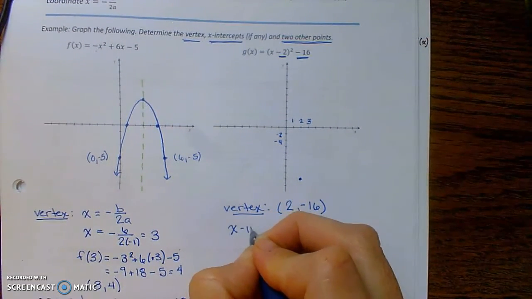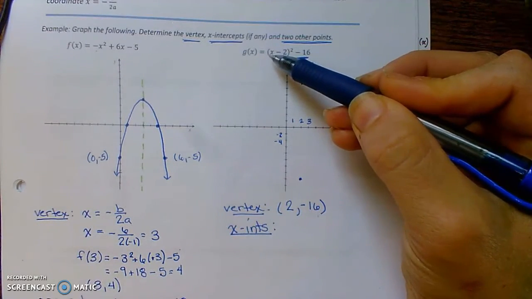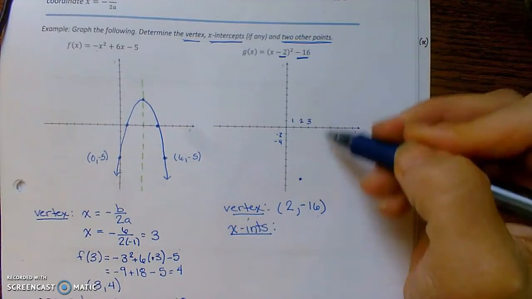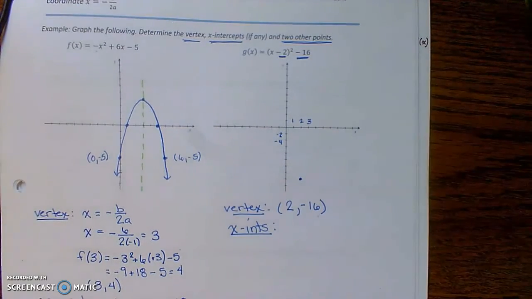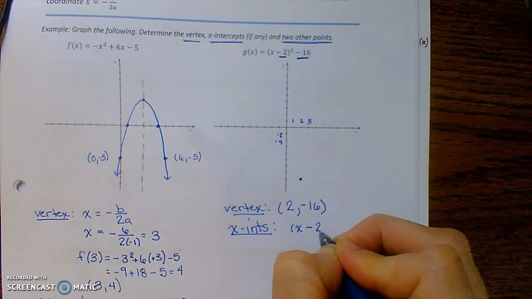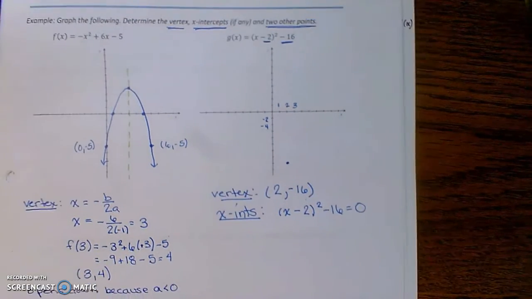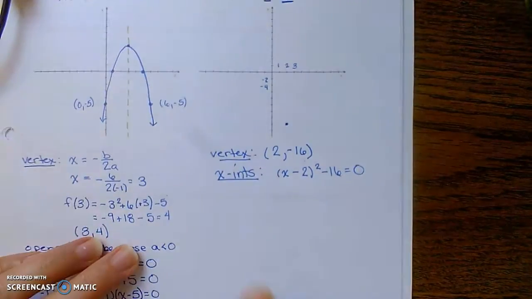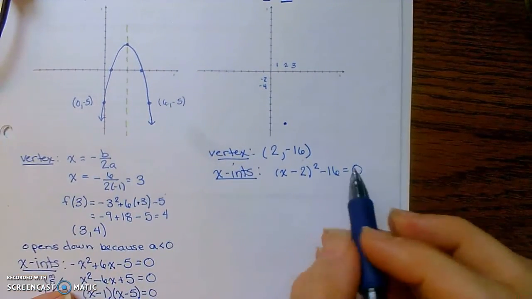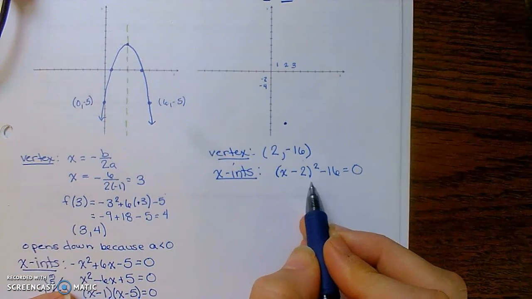And now here's a tip for finding those x-intercepts. Again, it's opening up because this is positive. The vertex is down here, so if it opens up, I am going to find some x-intercepts. But when your equation is in vertex form, setting it equal to 0, it's actually easiest not to multiply that all out and then factor. The easiest thing to do is to keep this squared and use the square root method.